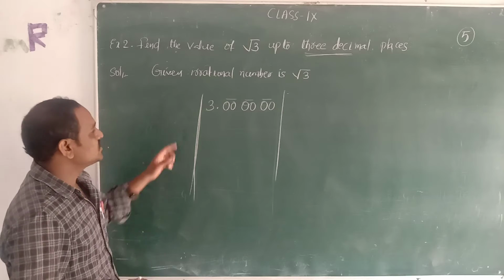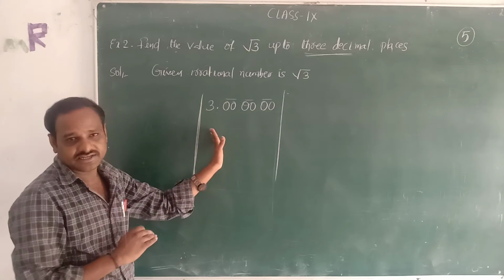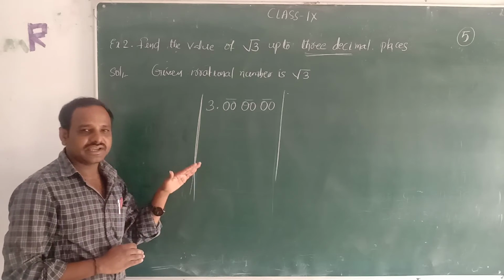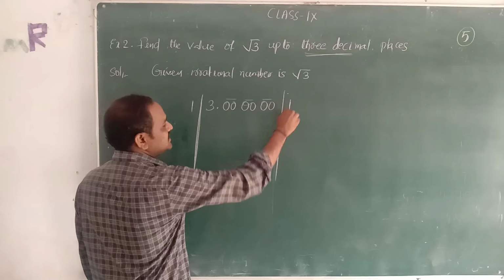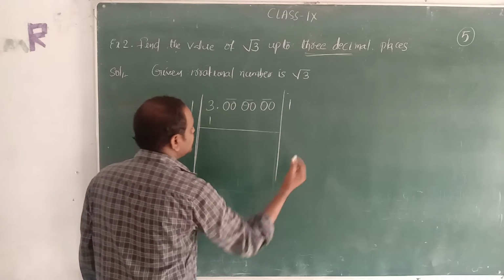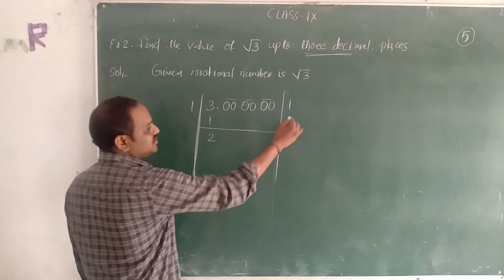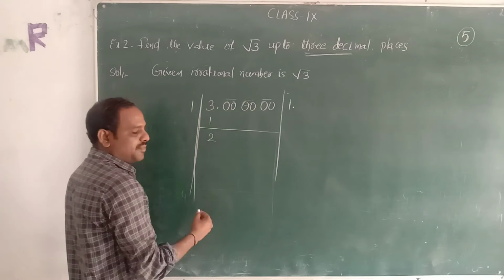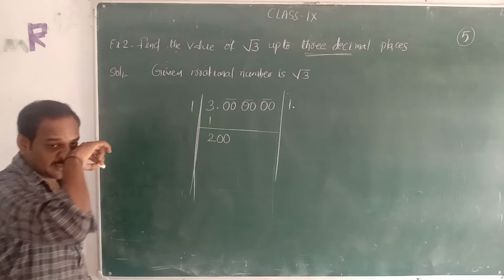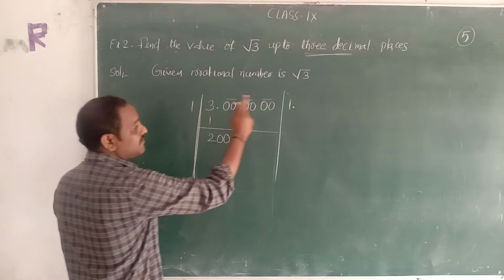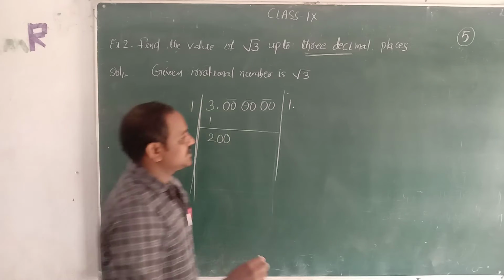Did you understand? 1 one is 1, but 2 twos are 4, which is greater than 3. So that is why we are unable to take 2. We have to take 1. 1 one is 1. Then the remainder, how much will we get? 2. Now we take these two zeros by putting the decimal point. Now here 1 plus 1 is 2. So now again the same process.